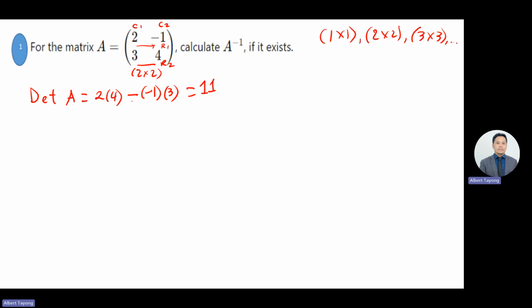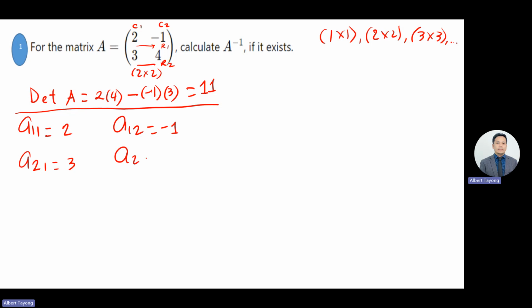The next step is to find the position of every element. So A sub 11, that means row 1, column 1, that is 2. And row 1, column 2 is -1. And row 2, column 1 is 3. And row 2, column 2 is equal to 4. Right? The next is to use the formula.